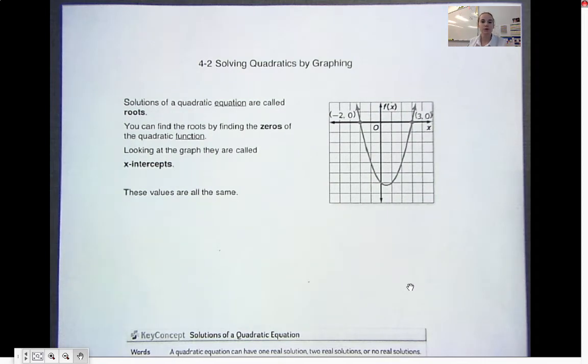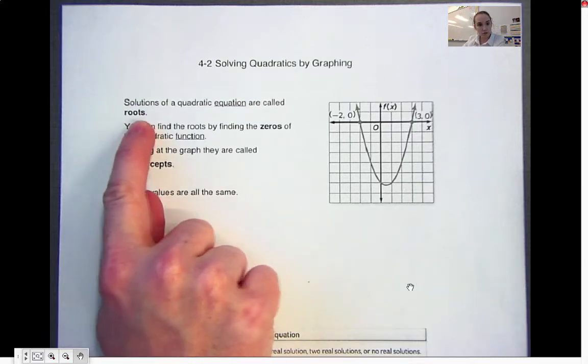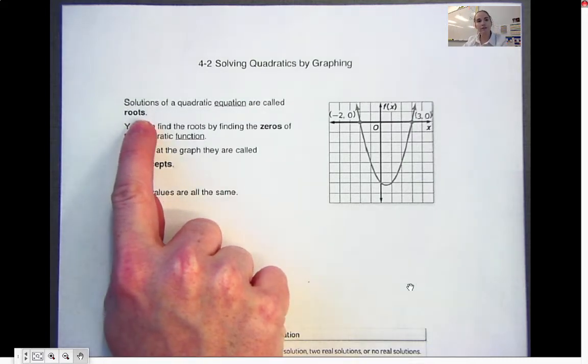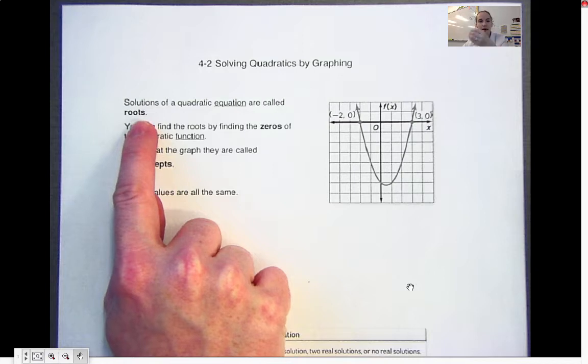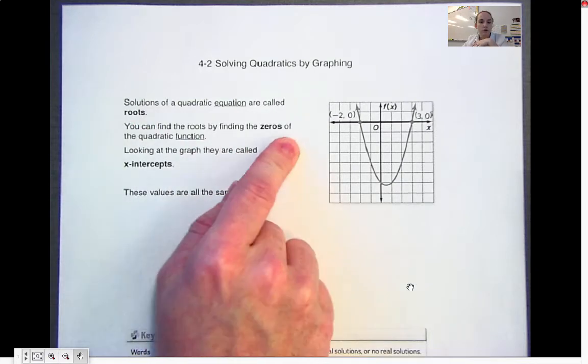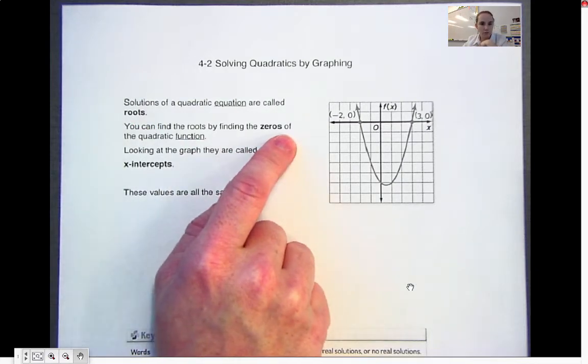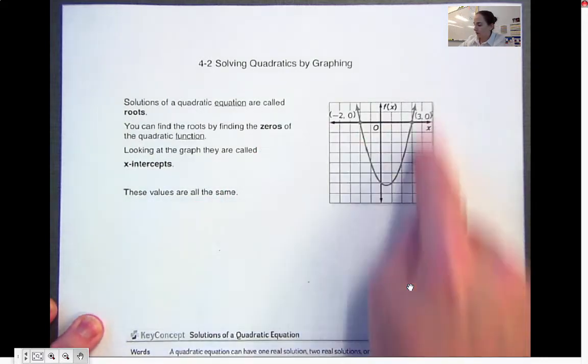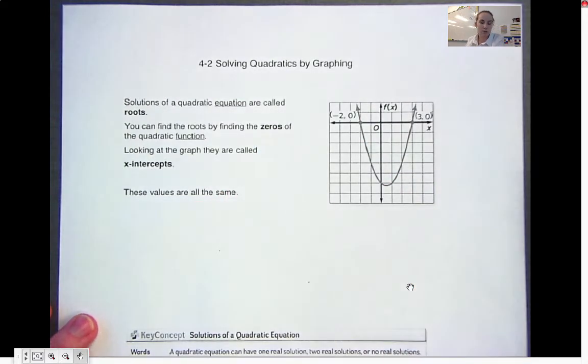This is 4-2, solving quadratics by graphing. The first thing that we're going to talk about is a solution. Obviously, if you're solving something, you're going to find a solution. Solutions to quadratic equations are called roots. And you can find these roots by finding zeros of a quadratic function. And if you look at the graph here, it's the x-intercepts.